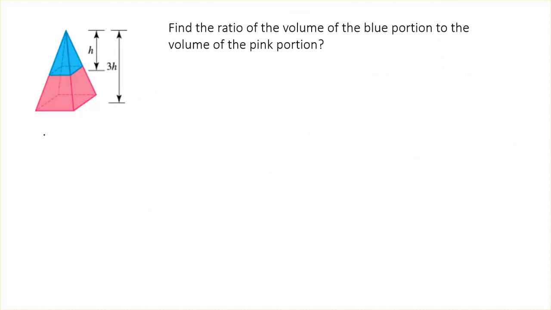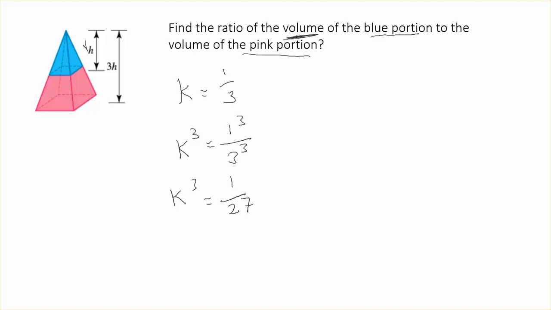This one, find the ratio of the volume of the blue portion to the volume of the pink portion. I'm just looking at volume. What have I got? I've got length. I've got k. And I've got 1h to 3h. So 1 to 3. I want volume, so I have to cube that. 1 cubed over 3 cubed. K cubed equals 1 over 27.